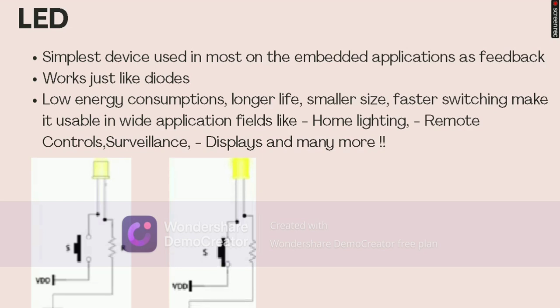So basically, an LED is a semiconductor device that emits light when an electric current passes through it. In embedded systems, LEDs are commonly used for indicators, status signals and debugging. It is the simplest device used in most embedded applications as feedback. It works just like a diode. It has low energy consumption, longer life, smaller size, faster switching, makes it good for displays and many more.